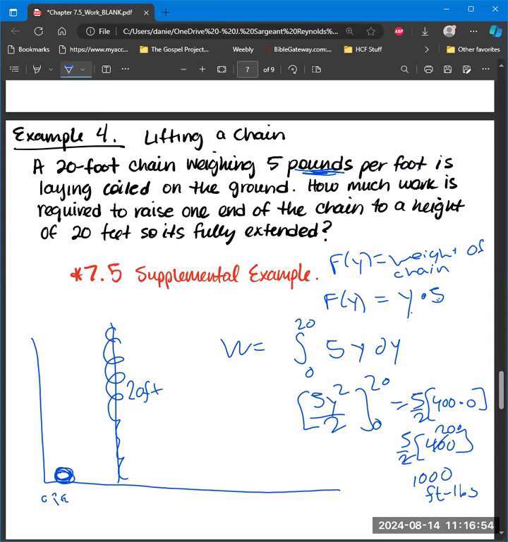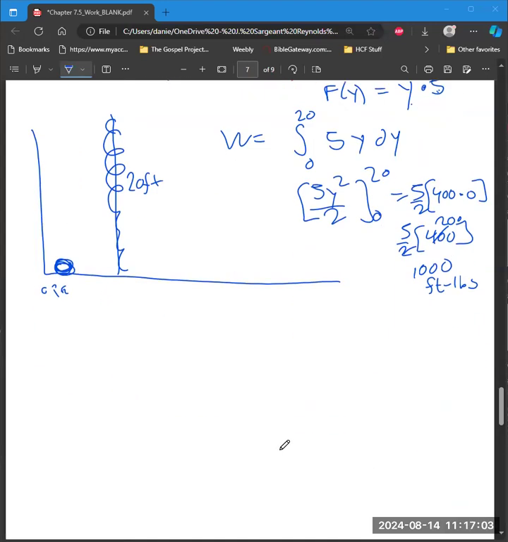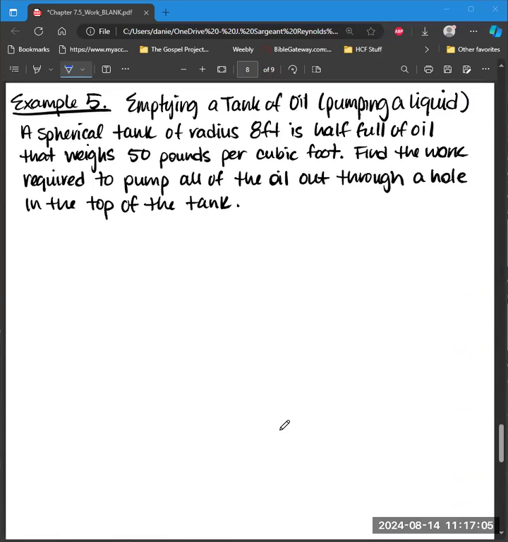So back to the emptying of the oil tank, or pumping a liquid, example. A spherical tank of radius 8 feet is half full of oil that weighs 50 pounds per cubic foot. This is a known thing, I think that's called specific gravity of oil. You're going to get a different number for water that you're going to want to memorize.